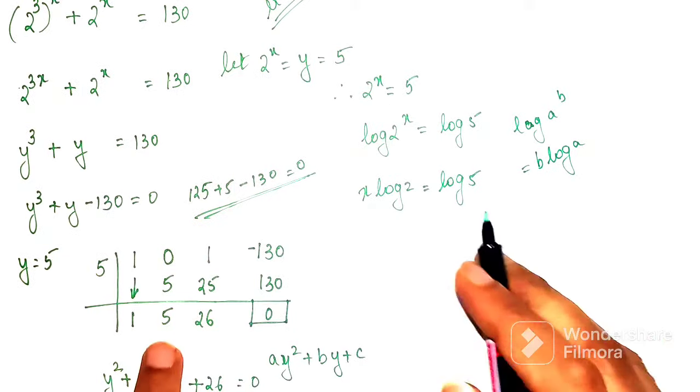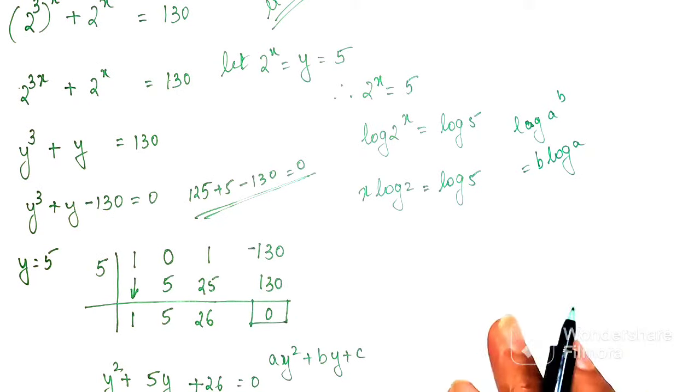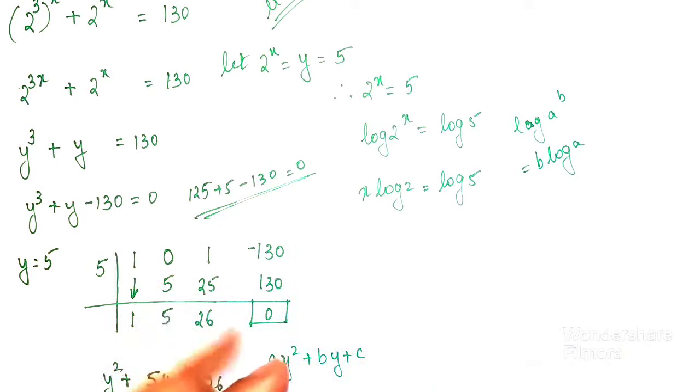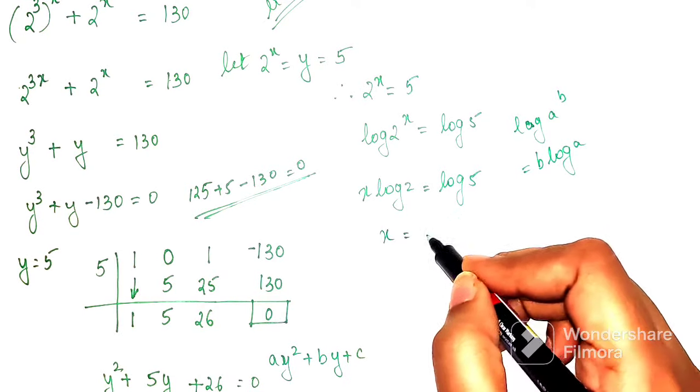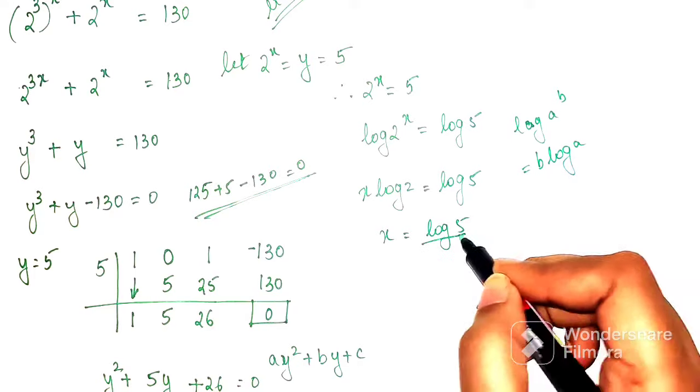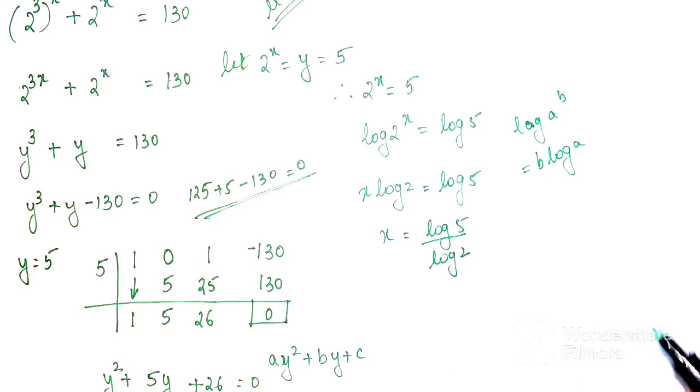In case you don't have any idea about this, then please let me know in the comment section, and I'll definitely make a separate video on logs as well. So your x is nothing but log of 5 upon log of 2.